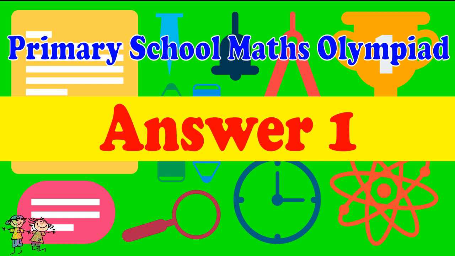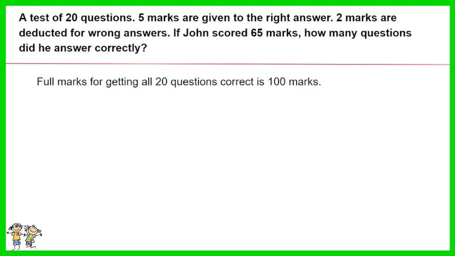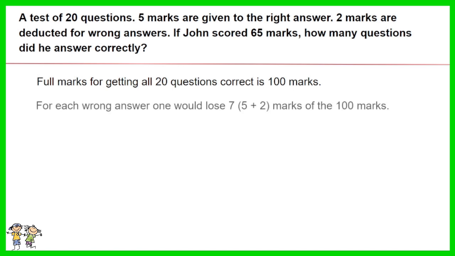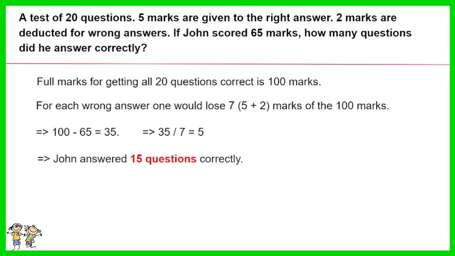Answer for question 1. Full marks for getting all 20 questions correct is 100 marks. For each wrong answer, one would lose 5 plus 2 equals 7 marks of the 100 marks. John lost 100 minus 65 equals 35 marks. As such, John got 35 divided by 7, which is equal to 5 questions wrong. Thus John answered 15 questions correctly.